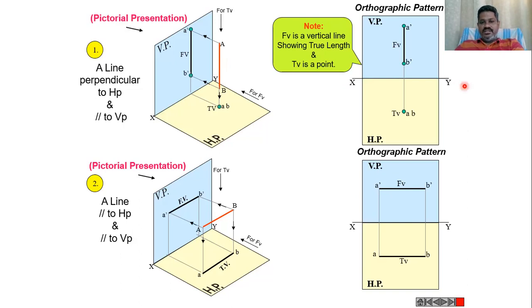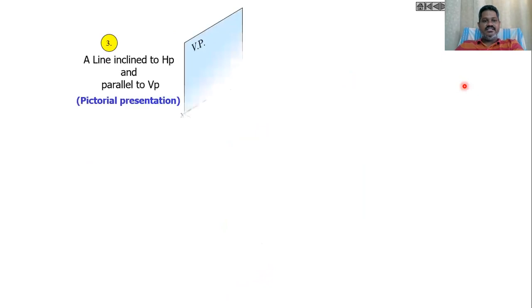Now, these two are the cases that we have seen. Then we will see another case, the third case, when the line is inclined to HP and parallel to VP. This is the third case that I told you about in our previous slide. In this case, the line is parallel to VP, but it is making some angle with HP. The ends of this line are capital A and capital B. The angle is theta. Now, the observer is exactly at this location.